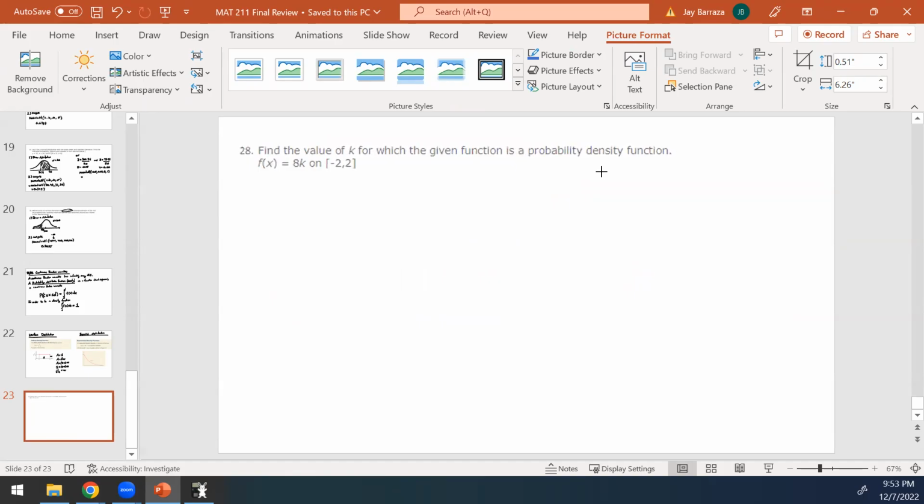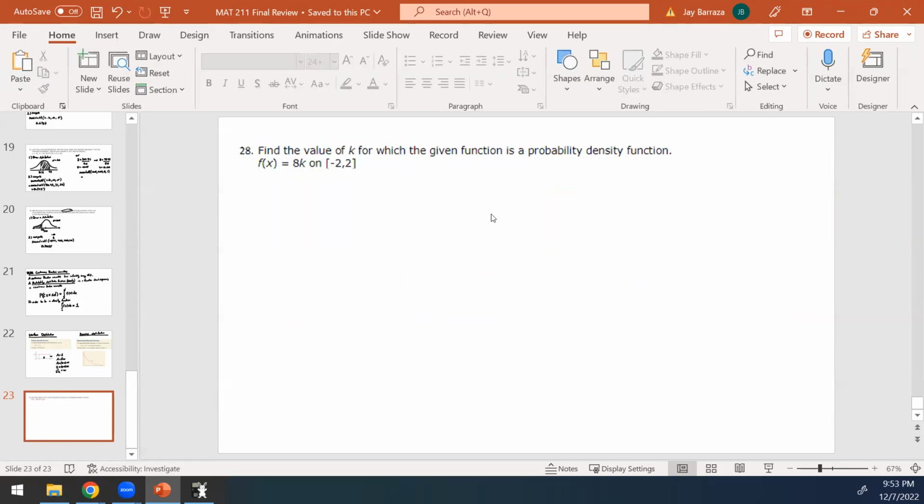Find a value of k for which the given density function is a probability density function. So in this problem, I want to know what value of k is going to make it a density function. So it's inside of the formula. The one before it has it in the bound. But in either scenario, the idea is you're going to solve for k. Okay. So remember that the integral from c to d of f of x dx has to be equal to 1, right?